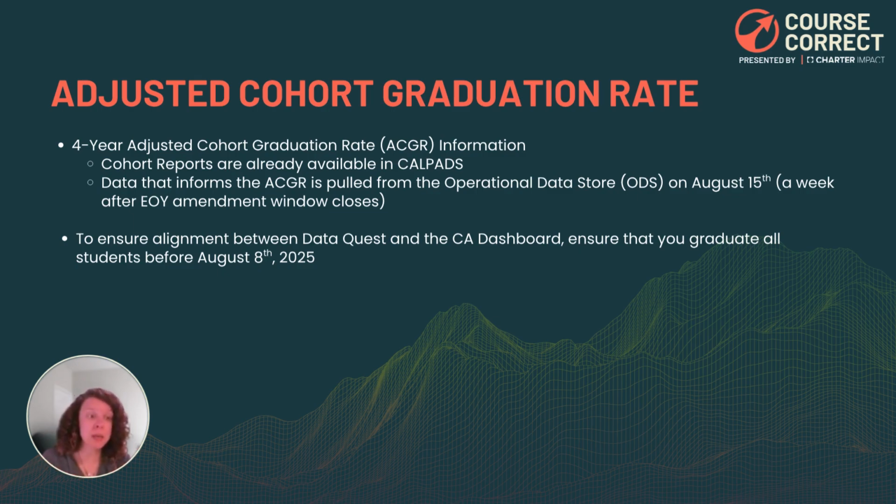So if you're like me, if you want to try your best to make sure those things align, then ensure that you graduate all your students, especially if you can graduate your summer grads. Take care of that before August 8th of this year. That's when the amendment window closes. And so graduating them will ensure that they're reflected in the EOI3 submission and that ODS pull that happens later on in August.